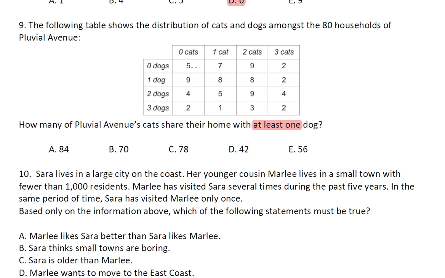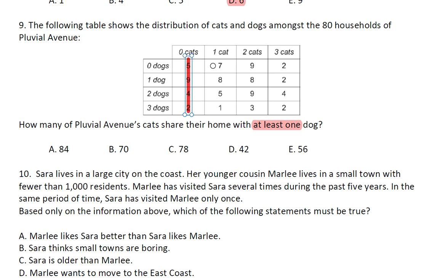So the good way to do this is to figure out which rows and columns you need to include, basically. Now, 0 cats, we don't need to do any of that column, right? Because there's 0 cats there. There's 1 dog, 2 dogs, 3 dogs, but no cats, and we only want to know about how many cats, right? With at least 1 dog, so I'll just cross that out. We don't need any of that.